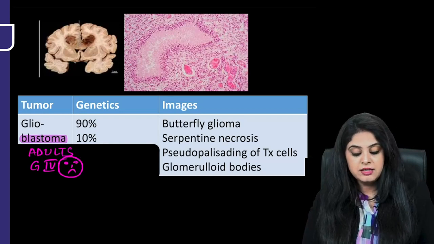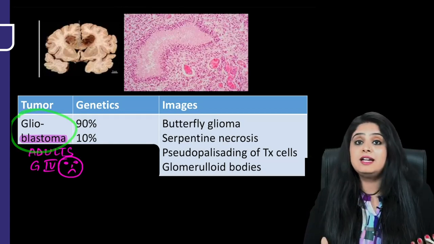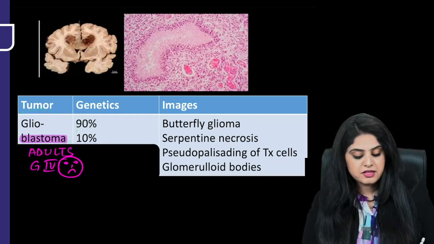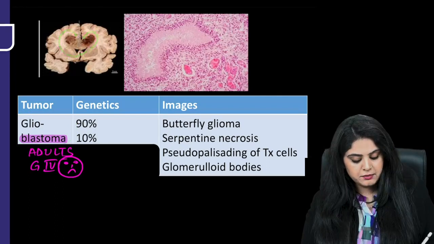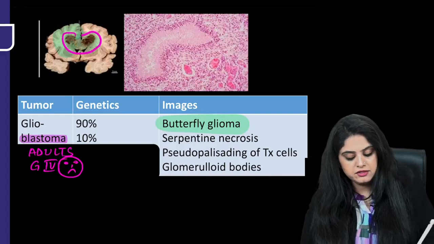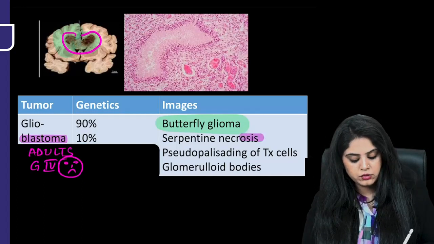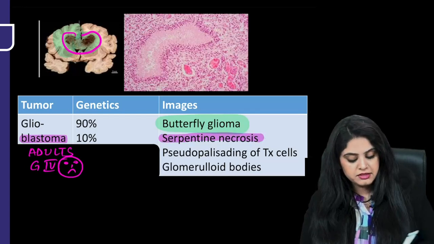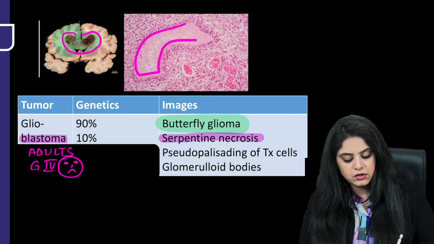So we had learned that glioblastoma is all about wildlife, nature, animals. First thing that it shows you, there's a butterfly glioma that is noted. You can see the left and right butterfly appearance that you have over here, right? Next, we had studied microscopically, it shows you something like a snake. Means there is a serpentine necrosis.